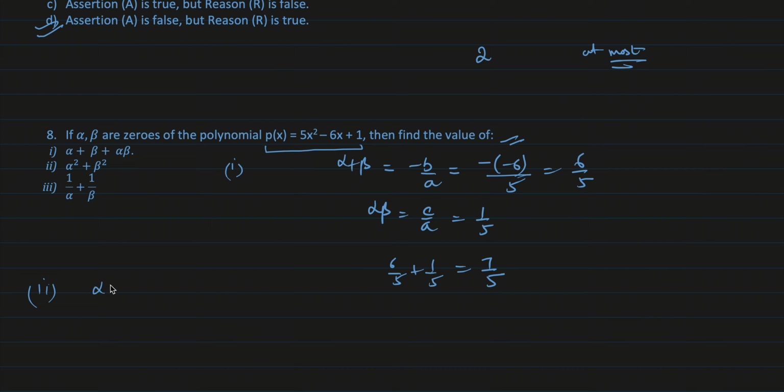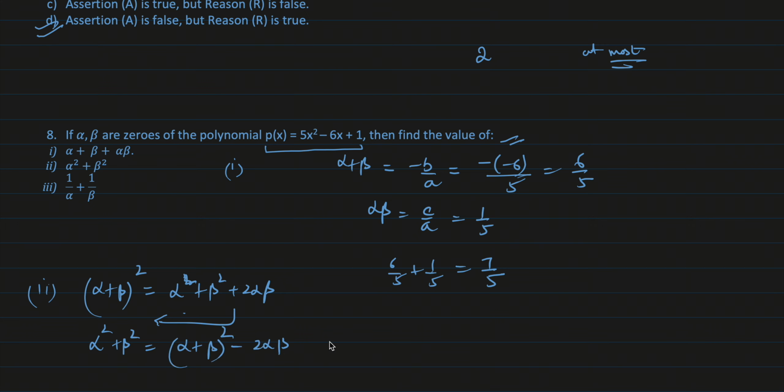Now for this I have to use this identity. What is alpha plus beta whole square? Alpha square plus beta square plus 2 alpha beta. So from here, after transposing, I get alpha square plus beta square as alpha plus beta whole square minus 2 alpha beta. So I just have to put the values. What is alpha plus beta? 6/5 whole square minus 2 into, what is alpha beta? 1/5. So I get 36/25 minus 2/5.